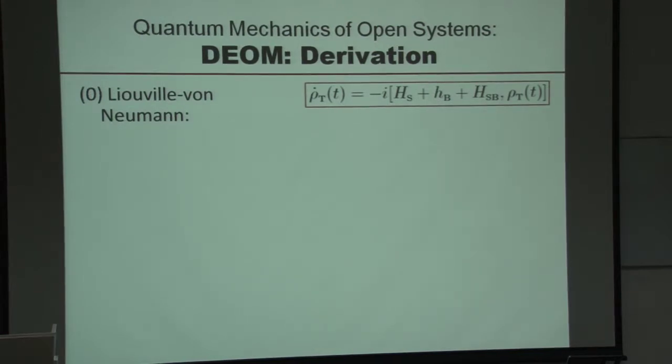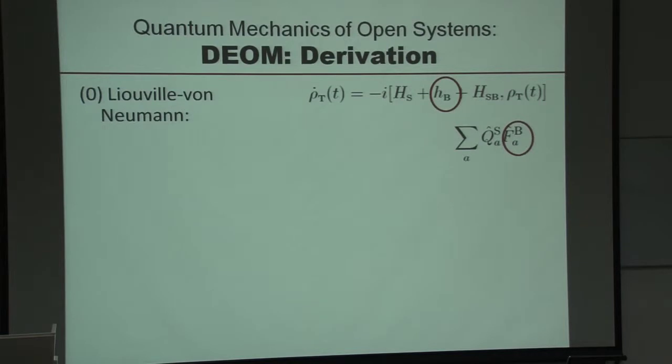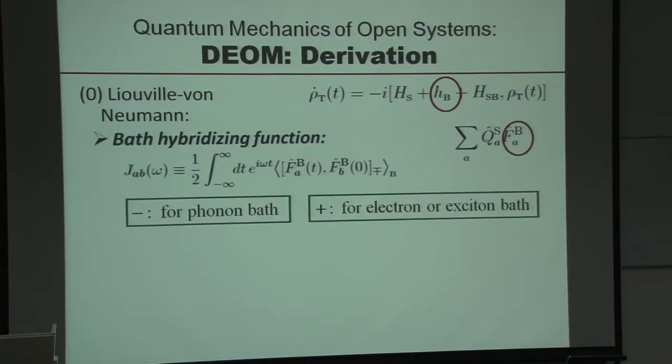Start with Wang's equations. You first consider a system-bath coupling, characterized by system operators and bath operators. The theory starts by describing the bath operators only, considered as a non-interacting bath. It can be characterized by the so-called bath hybridization functions. The commutator and average are defined for the phonon bath, and the anti-commutator and average are considered for the electron or exciton bath.